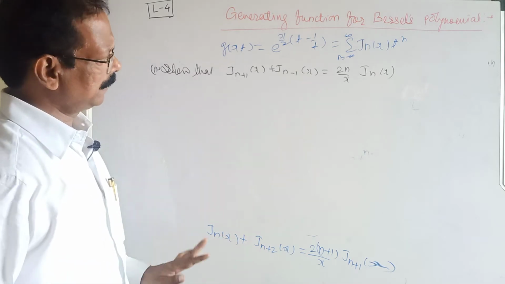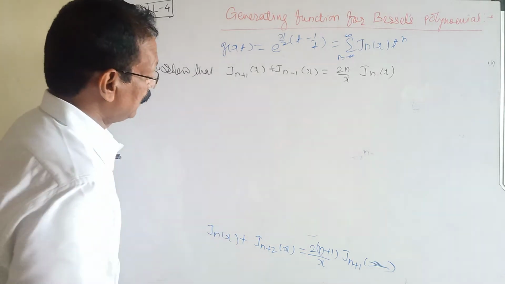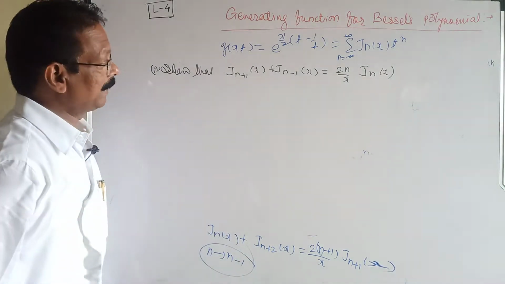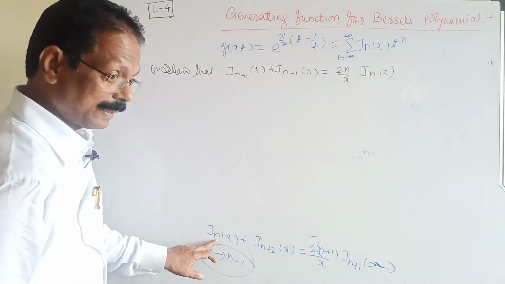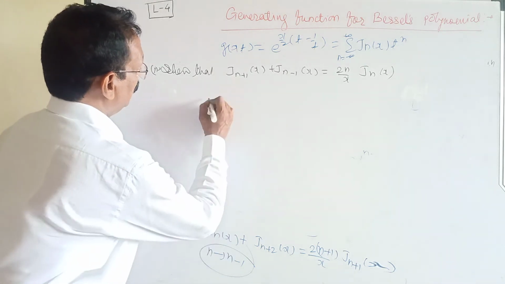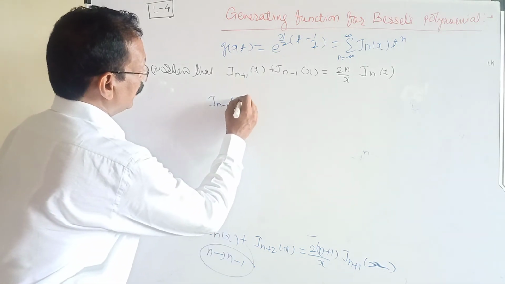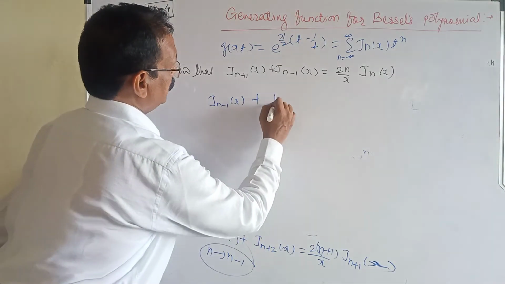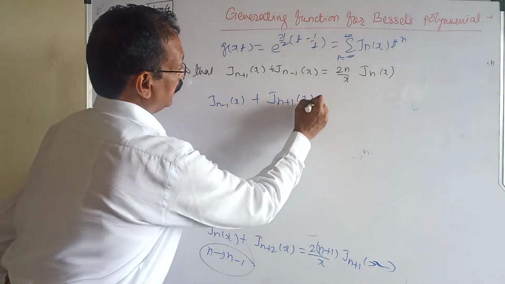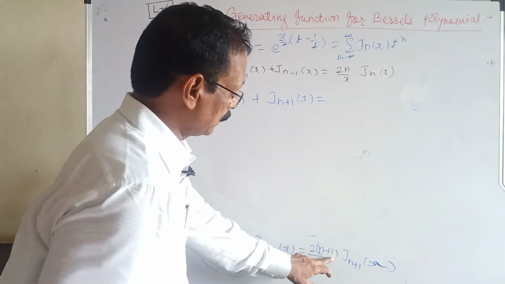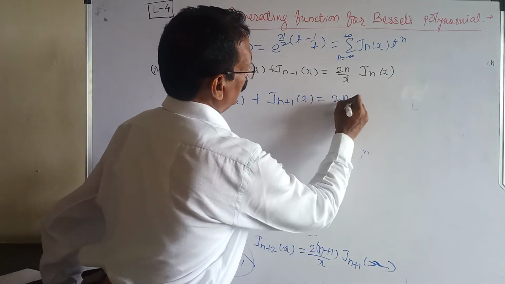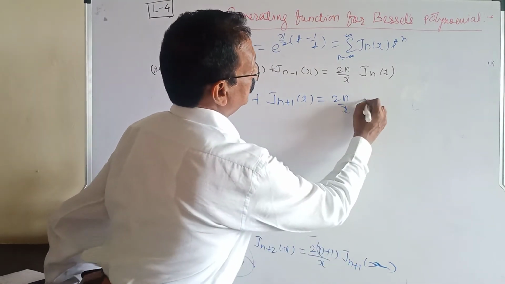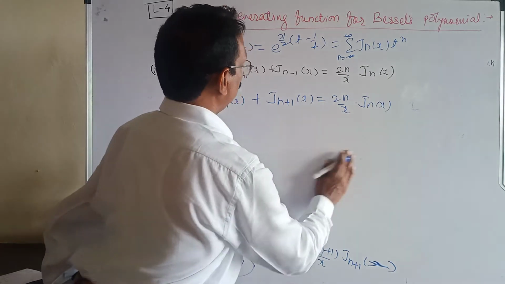So we don't get the answer here. Then what we have to do here? Replace n by n minus 1. Then what happens here? This term becomes J(n-1)(x), plus J(n+1)(x) is equal to, replacing n by n minus 1, it becomes 2n by x into Jn(x). So this is the equation here.